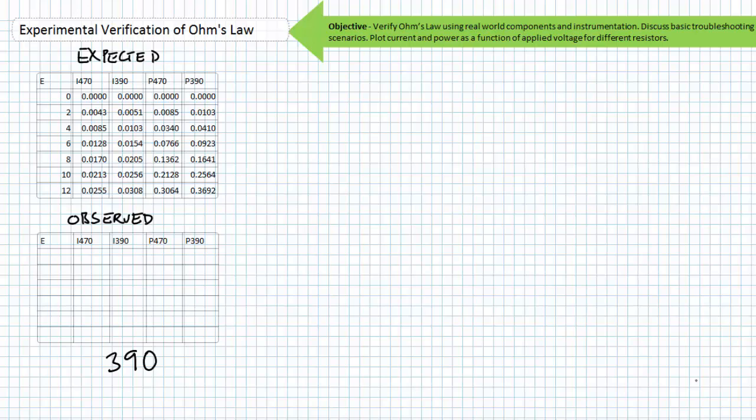At 0 volts, we'd obviously observe 0 milliamperes of current and would obviously dissipate 0 watts of power. Remember, you're filling out your data sheet as you go along.